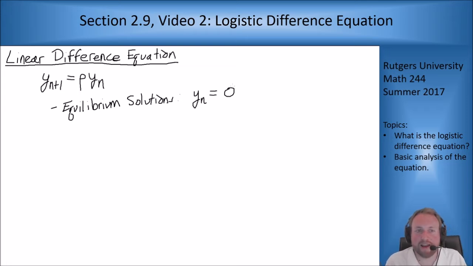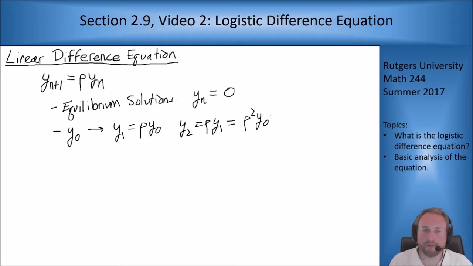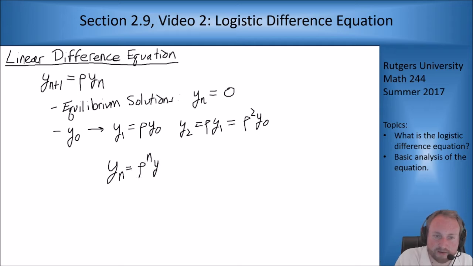Now, what happens as n goes to infinity? Well, let's look at what y_n is in terms of y_0, right? So if y_0 is just a number, then y_1 is going to be rho times y_0. y_2 is going to be rho times y_1, which is rho squared times y_0. You can probably see the pattern here. y_n is just going to be rho^n times y_0. So what happens as n gets really, really big? As n goes to infinity, what happens?